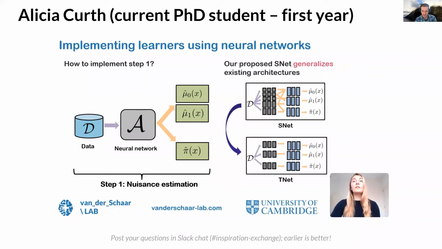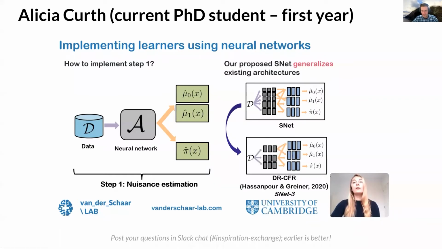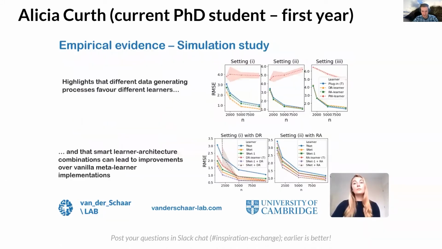This architecture actually generalizes a few existing architectures. They can be arrived at by removing some of the private or shared representations that we've introduced. For example, the T-net on the previous slide can be obtained by removing all shared representations. Similarly, Shalit et al.'s TARnet can be arrived at by removing some of the representations. The DragonNet by Shi et al. can also be arrived at by removing representations, and the same holds for DRCFR of Hassanpour and Greiner.